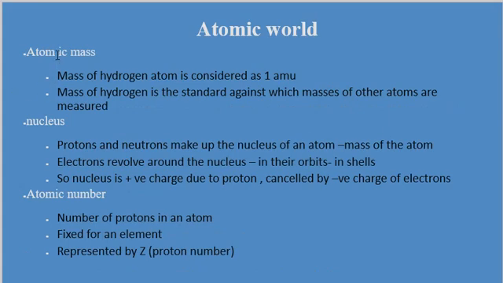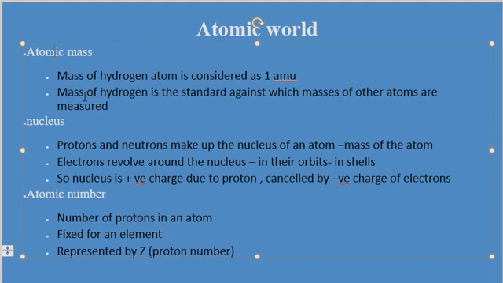Now, what is atomic mass? We have seen an atom has 3 subatomic particles. Mass of a hydrogen atom is considered to be 1 AMU. Atomic mass of hydrogen is considered as a standard against which the mass of other atoms is measured. So atomic mass is the mass of other atoms in terms of the mass of one atom of hydrogen. What is the mass of a hydrogen atom?